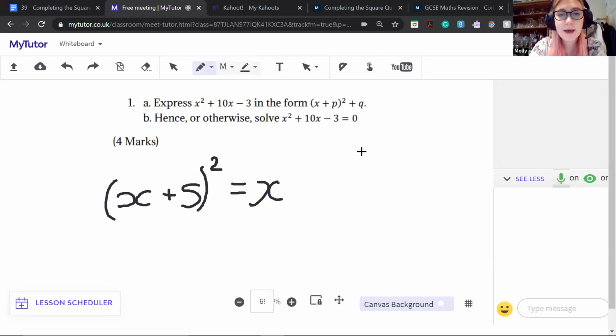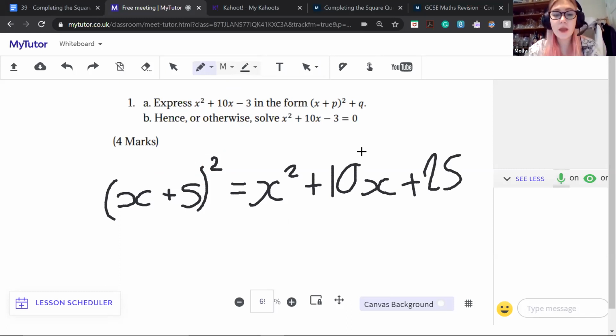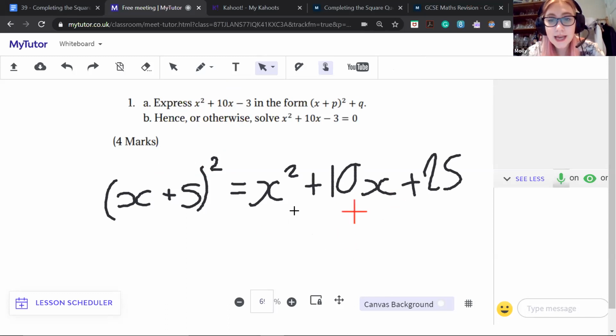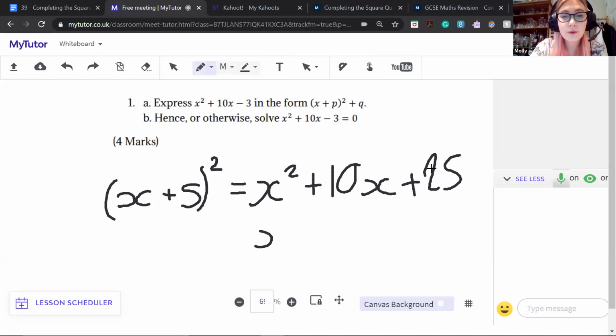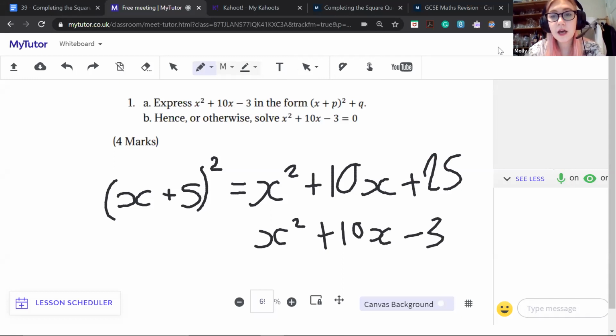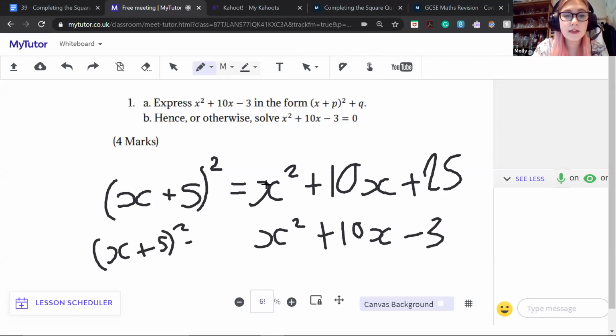So what we do is we start with this and work out what that gives us. Like I just said, we expand this: x squared, plus 5x plus 5x, which is plus 10x, plus 25. Now we're pretty much there, because if you look at this, we've got our x squared plus 10x. All we have to do is turn this 25 into a minus 3. So in order to make this side x squared plus 10x minus 3, we look at what we've done to get from here to here. Well, we've subtracted 28. So that's all we do on this side. We say it's x plus 5 squared minus 28. And that is your completed the square form.